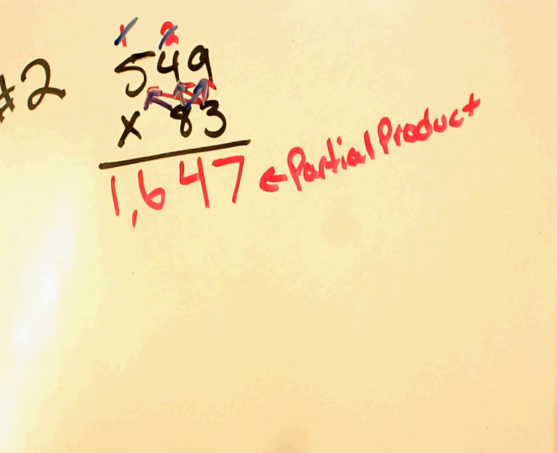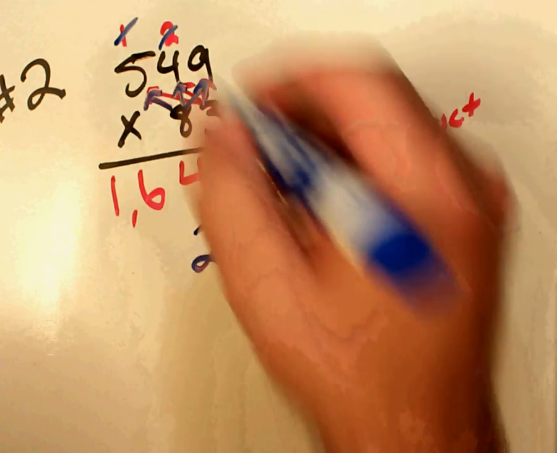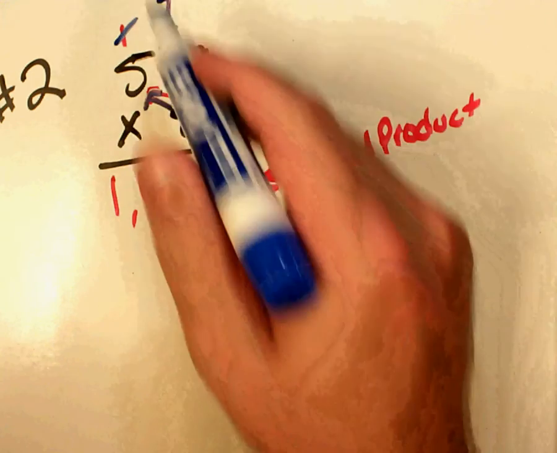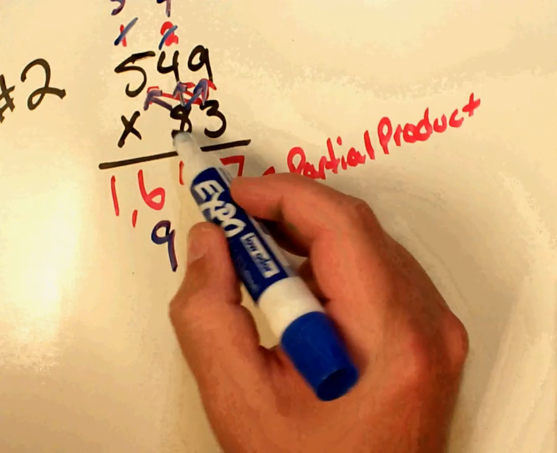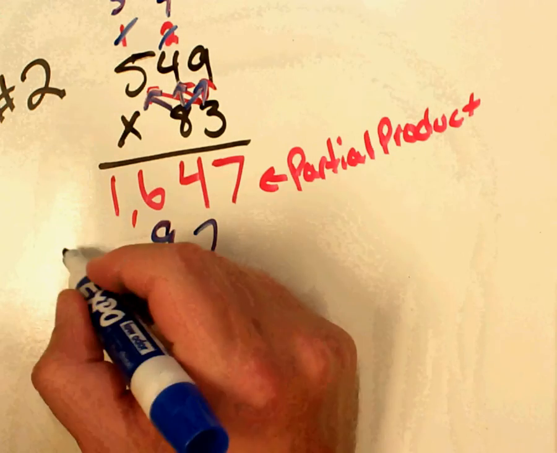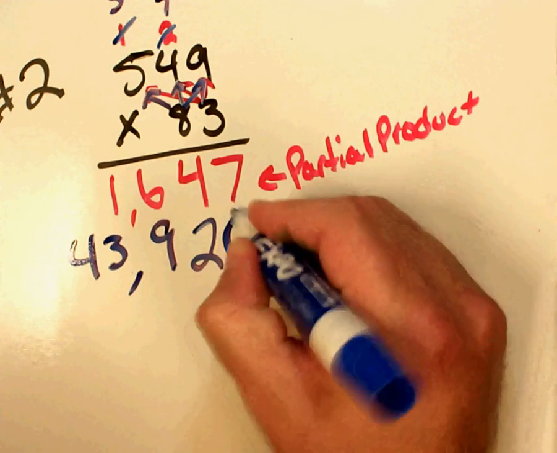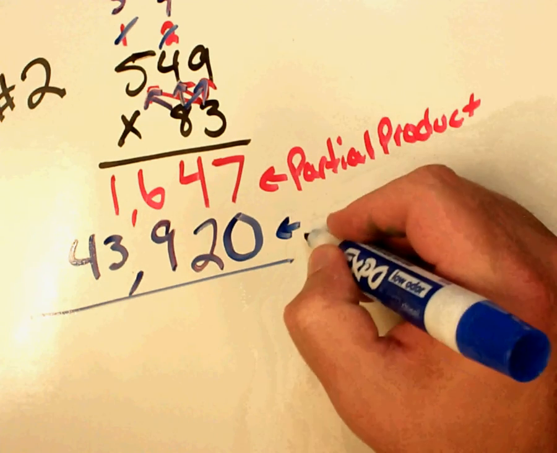Okay. Alright, 8 times 9, 72. Carry my 7. 8 times 4, 32, plus 7 is 39. 8 times 5 is 40, plus 3 is 43. And I didn't put my placeholder here, but you know what? I started out in the right spot, so what are you going to do? So there's my second partial product.